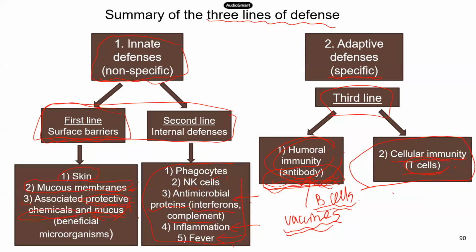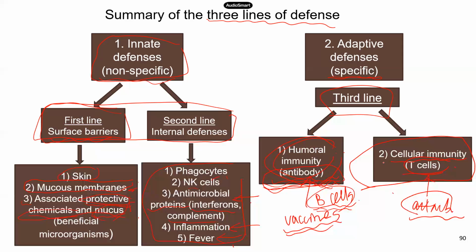Now, for cellular immunity, the immune cells can directly attack abnormal cells, for example, virus-infected cells or cancer cells. They do not make any antibodies. So you can think of it this way: T cells directly kill the bad cells, right? But B cells will make some weapons, like antibodies. So this is a quick summary of the 3 lines of defense.